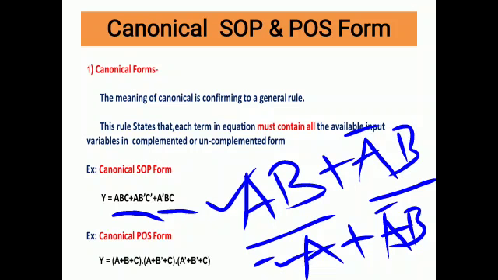See the example of POS form. Here there are some terms: A plus B plus C. The second term is A plus B bar plus C. The third term is A bar plus B bar plus C. Each term has all three variables, A, B, C. So this is called canonical form.